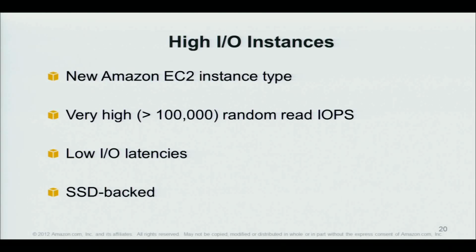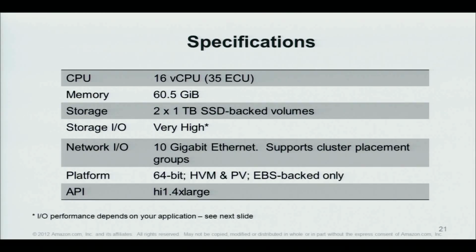And so these are the first SSD-backed EC2 instance as well. Very quick on the specifications. The CPU is a hyper-threaded CPU. So you have 8 cores and 8 hyper-threads, for a total of 16 vCPUs that give you about 35 EC2 compute units of compute power, over 60 gigs of RAM, 2 1 terabyte SSD backed storage volumes. So you have 2 volumes each of a terabyte, and they're backed by a solid state disk.